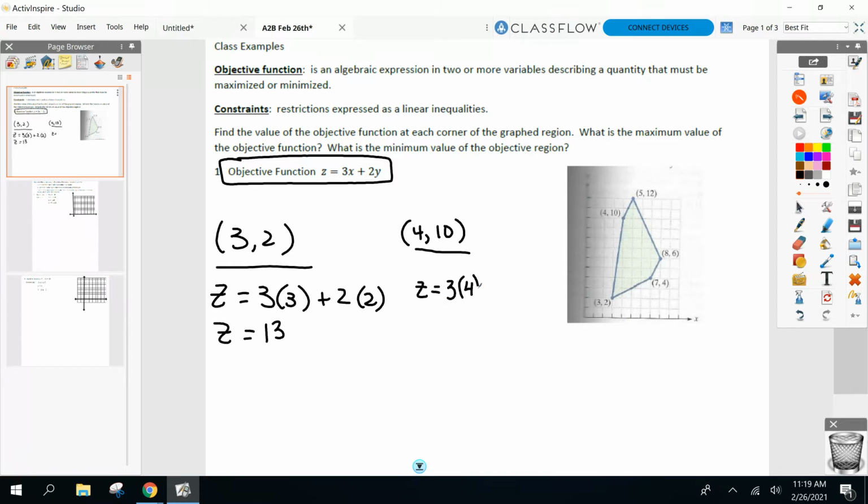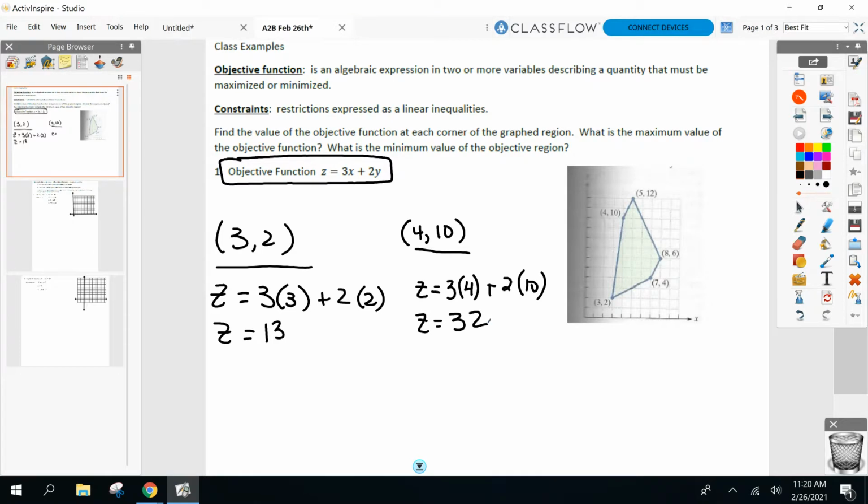3 times 4 here, plus 2, now plug in 10 for y. Now I'm going to be rattled the whole dang class. Watch my language. Let's see if I can do this one right. I got 12 plus 20, almost did it there. 12 and 20. 32 for that one.